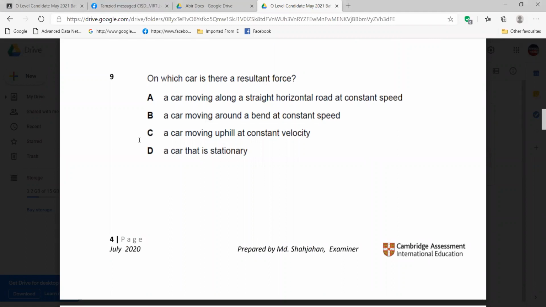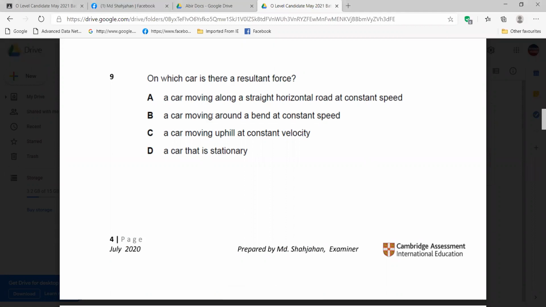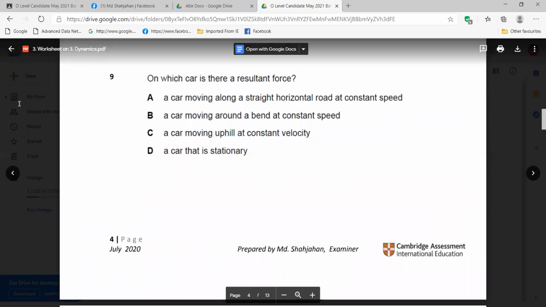So this one you answered or you did not? Yes, sir. I gave A. You gave A. Okay. I told you to mark it cross, right? Yes. There is resultant force. That is unbalanced force. On which car is there resultant force? Again, Newton's second law.